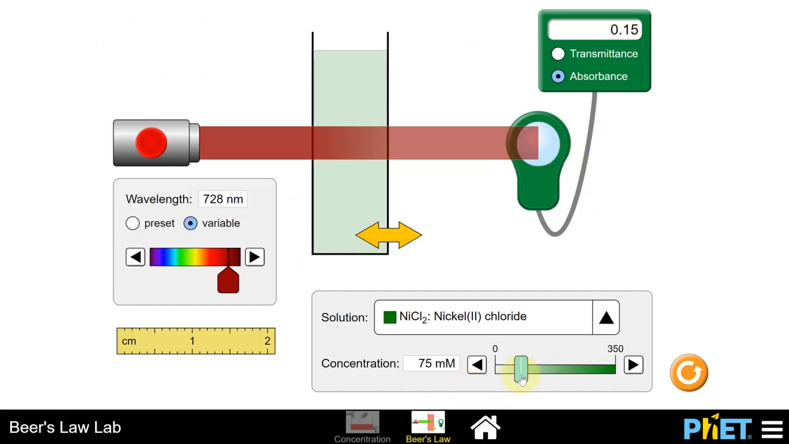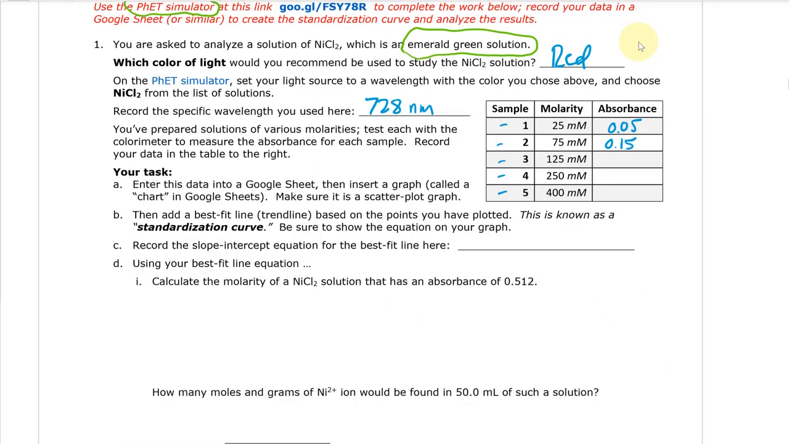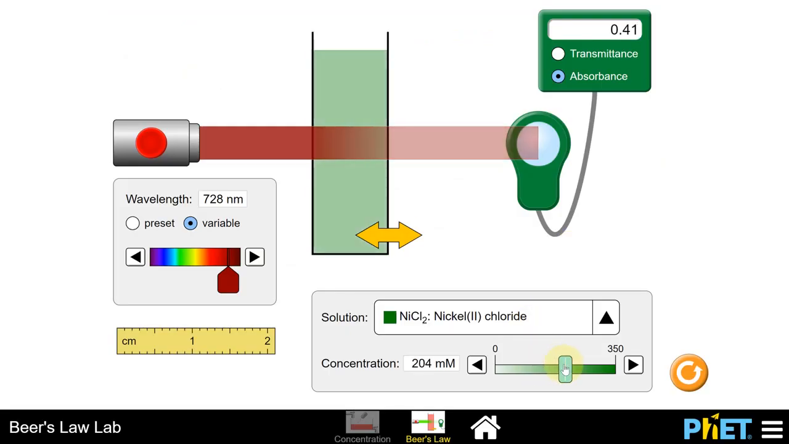Let's slide that slider to 125 and measure an absorbance of 0.25, all right? 0.25. Again, hopefully you're writing down your own numbers. If you used a different wavelength, you're probably getting different numbers. The next one is 250. So I'm going to slide my slider to 250. And my absorbance shows up as 0.50.